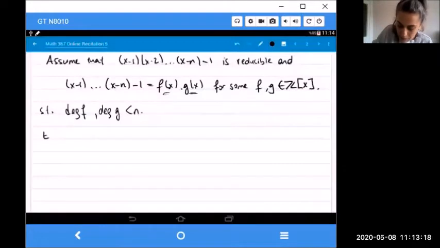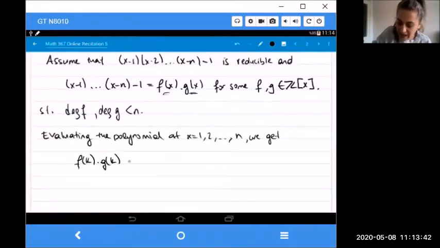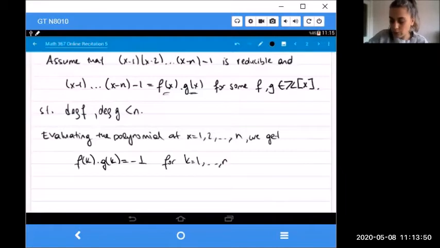Now evaluating the polynomial at x equal to 1 up to n, we get f of k times g of k is equal to minus 1, for k from 1 up to n.